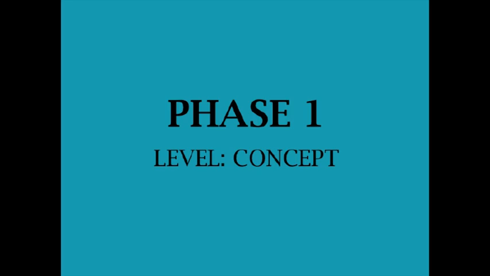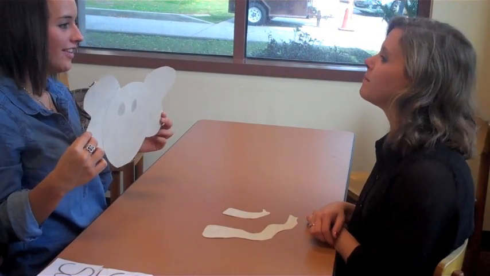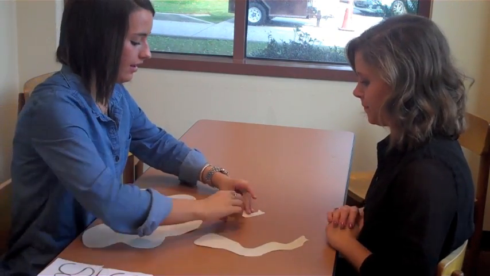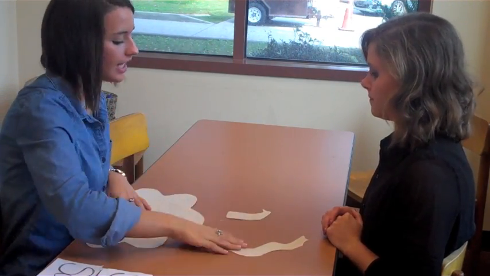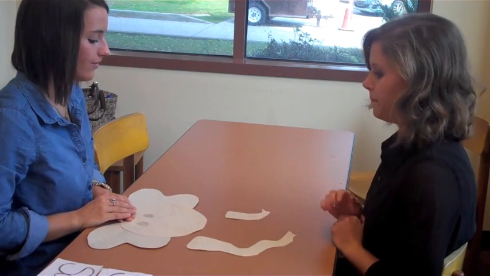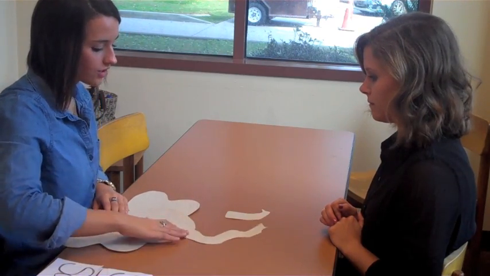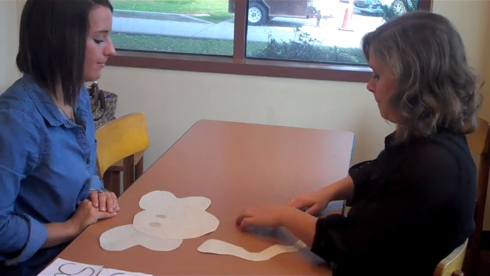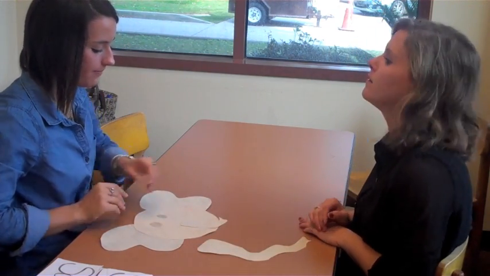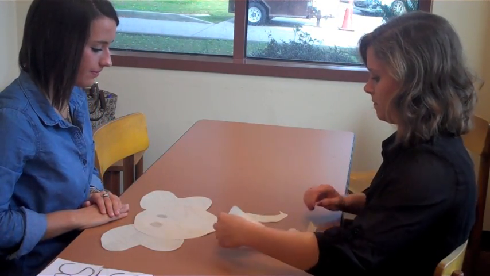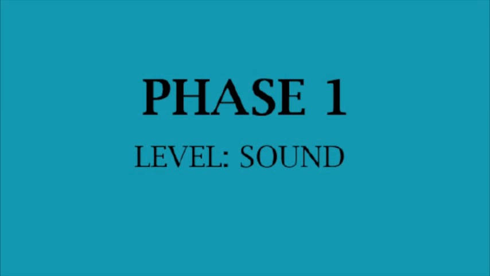Phase 1. Level Concept. This is Henry the elephant. Henry has a long trunk and a short trunk. Can you point to the long trunk? This one. Can you point to the short trunk? This one. Good job. Henry can wear the long trunk and he can wear the short trunk. Can you put the short trunk on Henry? Good job. Now can you put the long trunk on Henry? Great.